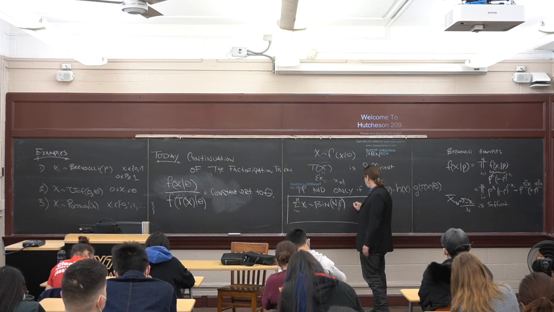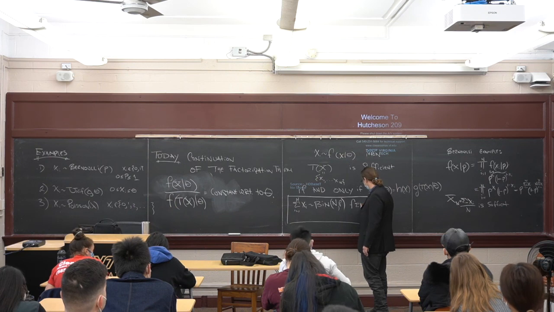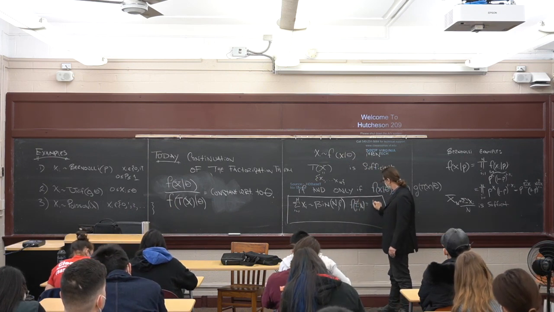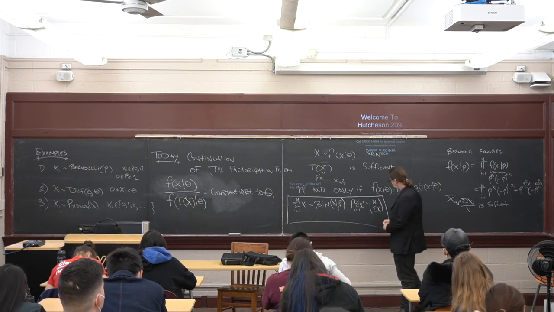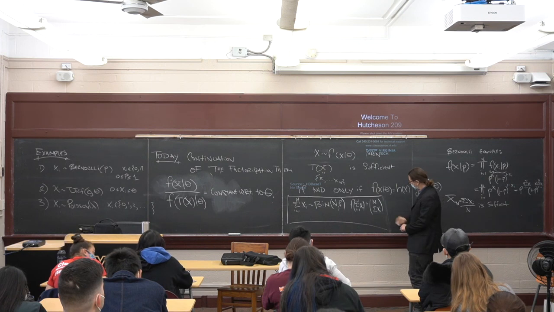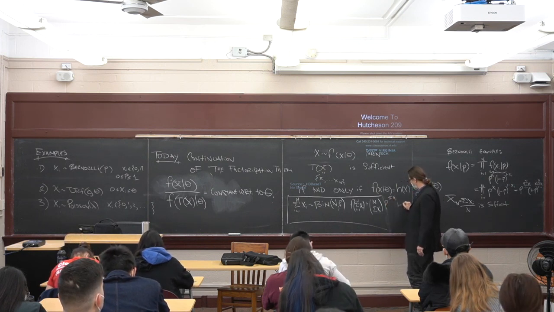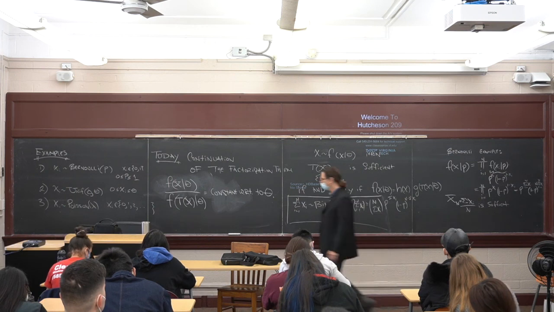And so what does this look like? Our distribution over the sum of the xi's is n choose sum of the xi's, times p to the sum of the xi's, 1 minus p to the n minus sum of the xi's. So that's a binomial distribution.